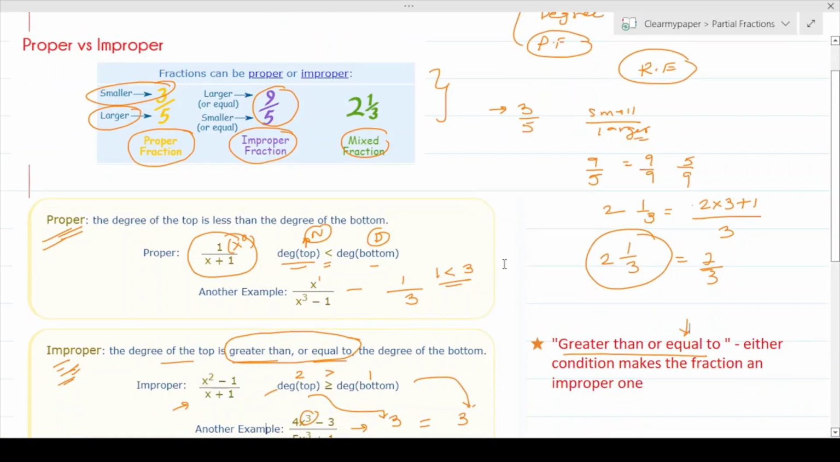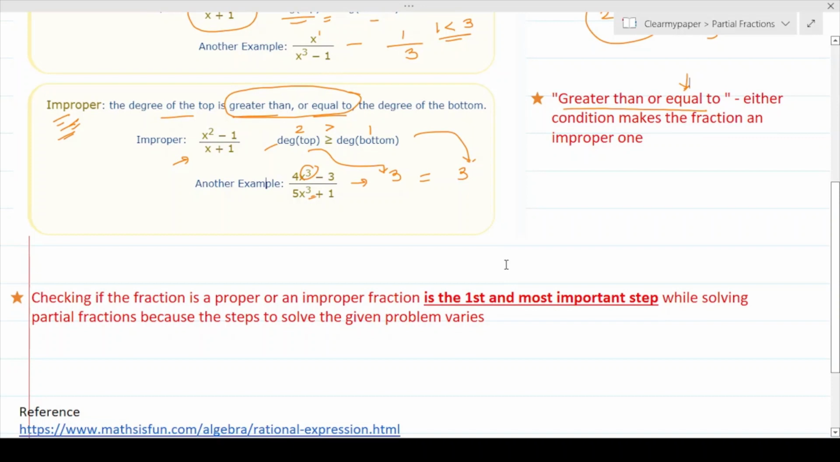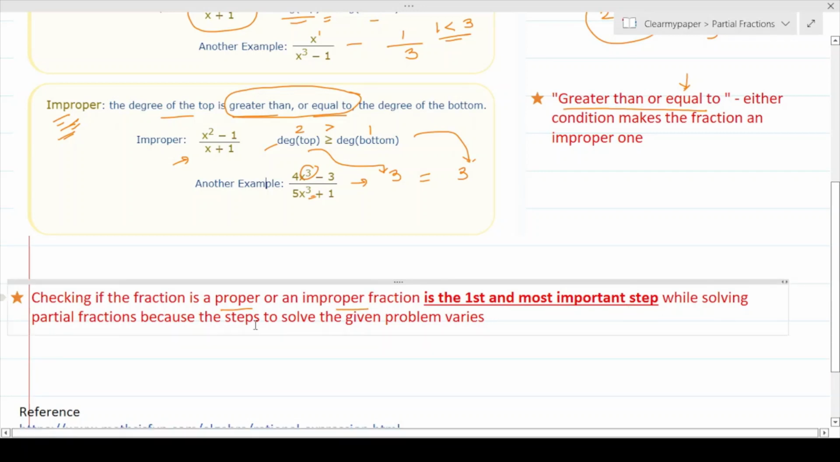Like I said in the beginning, checking if the fraction is proper or improper is the first and most important step before you start solving the partial fraction, because based on this category, whether it's a proper or improper fraction, the steps to solve a given problem vary, and that's the reason we should always identify whether it's a proper or improper fraction.